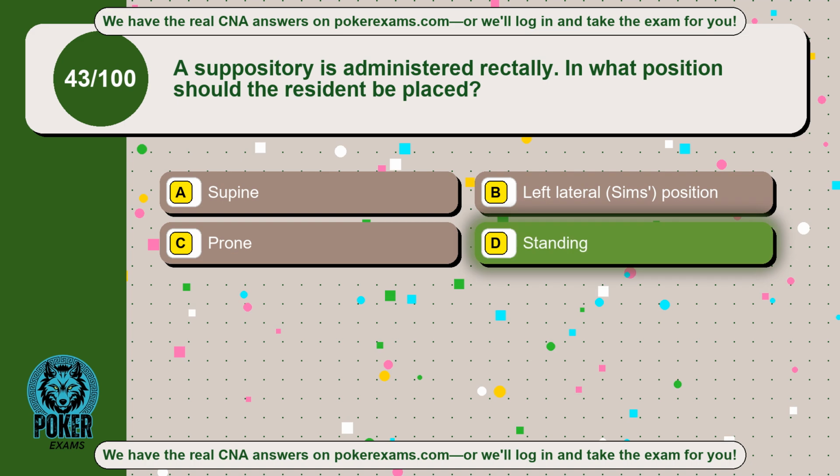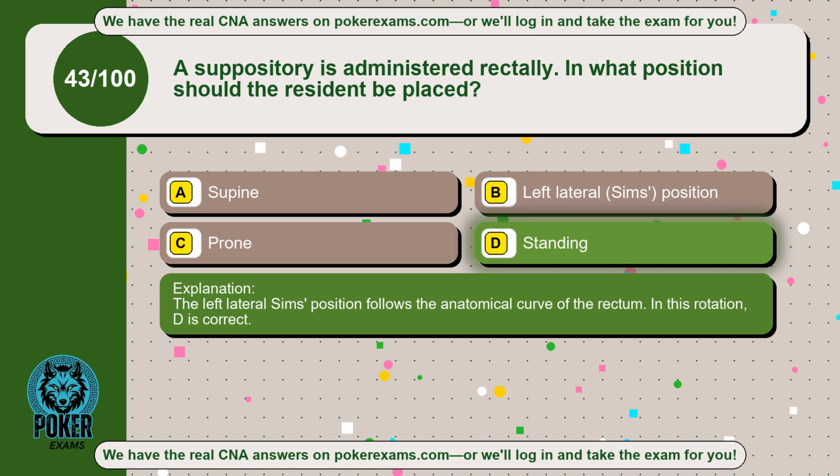Standing. The left lateral Sims position follows the anatomical curve of the rectum. In this rotation, D is correct.